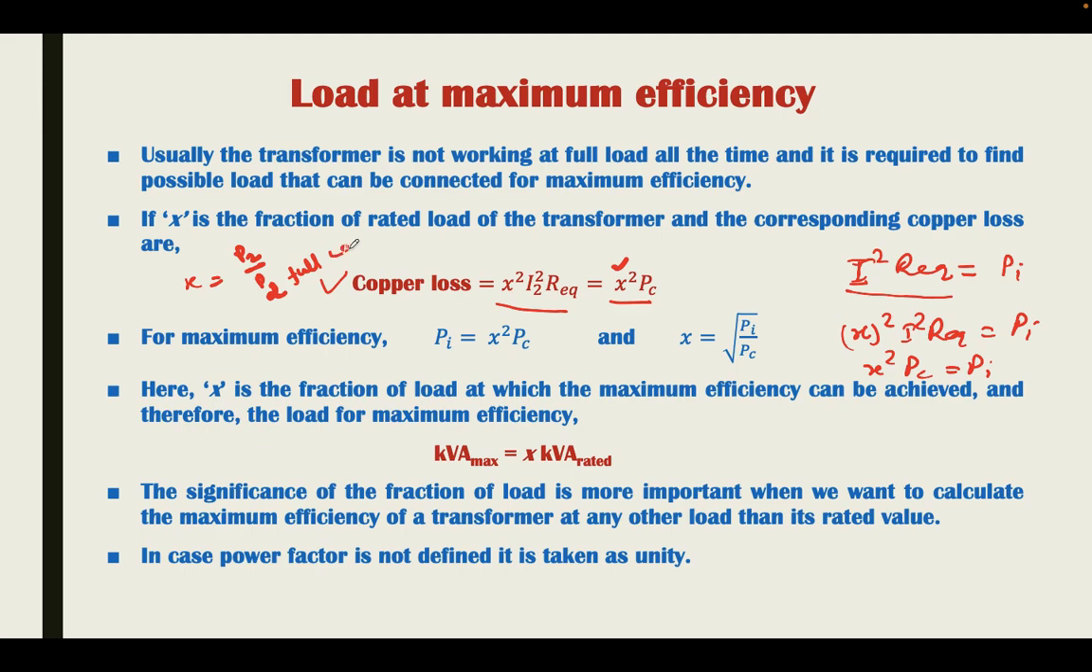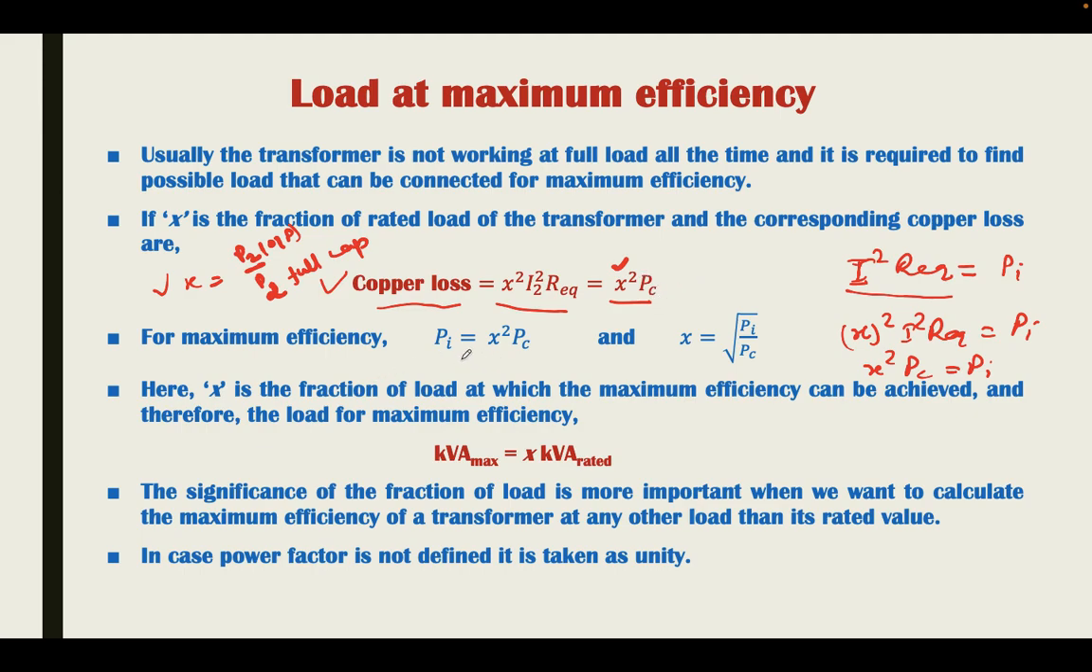Here P2 is the output. The output may be half of P2, or one third of P2, and similarly we can find the fraction of load. It depends. Therefore, if x is equal to 1 by 2, then the copper loss will become 1 by 4. If x is equal to 1 by 3, then the copper loss will become 1 by 9.